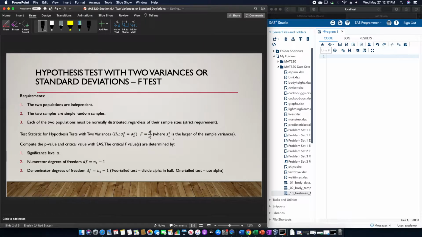The critical F-value is determined by the significance level alpha, the numerator degrees of freedom, so degrees of freedom of n, the first sample size, minus 1, and denominator degrees of freedom by the second sample size, minus 1. The two-tailed test divides alpha in half, and the one-tailed test uses just alpha as is.